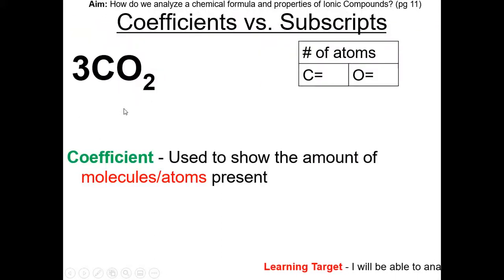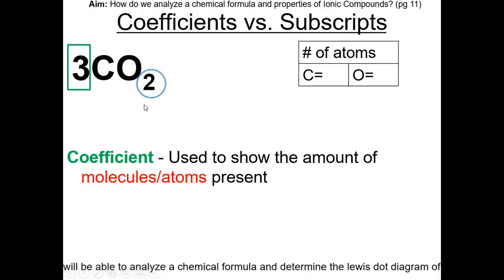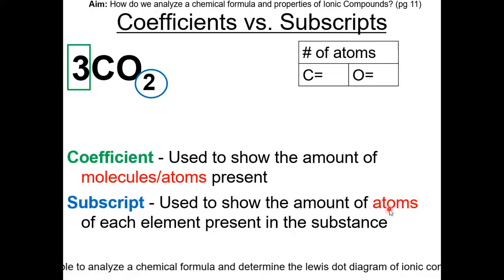Now let's analyze the chemical formula from the motivation. The 3 is a coefficient used to show the amount of molecules or atoms present. So in 3CO2, we have 3 CO2 molecules. The 2 is a subscript. It's used to show the amount of atoms of each element present in the substance. So here we have 2 oxygen atoms in CO2.